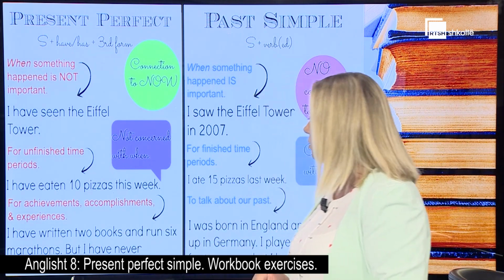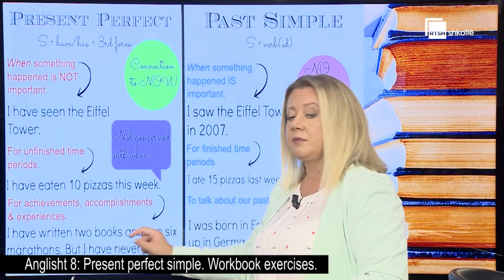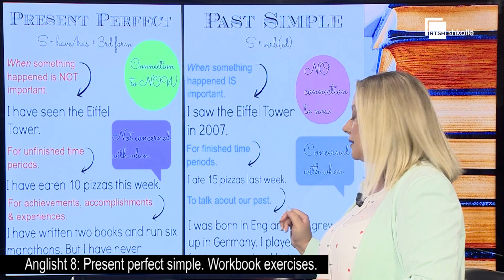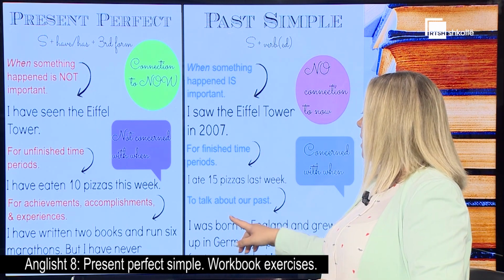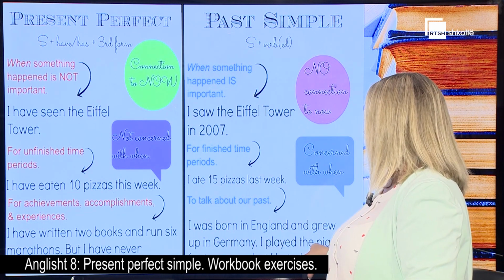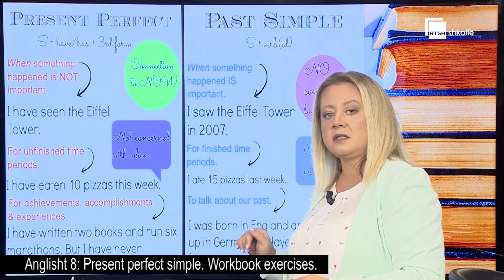I have written 2 books and run 6 marathons, but I have never climbed a mountain. While in past simple, we express something about our past. I was born in England and grew up in Germany. I played the piano for 10 years, but I hated it. Something that is over.